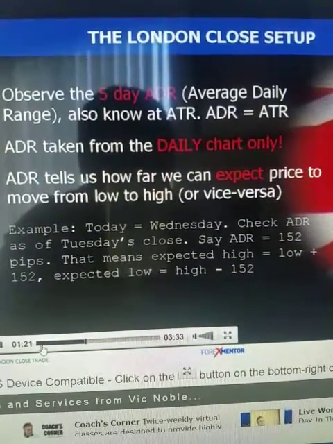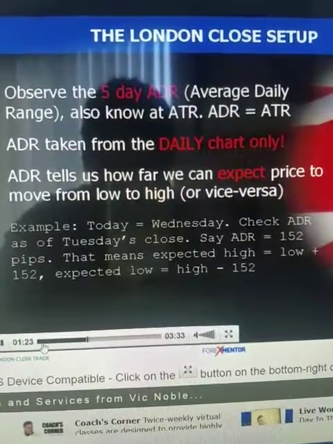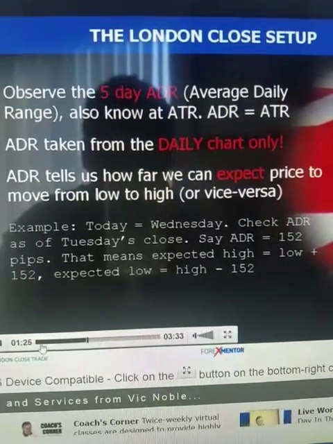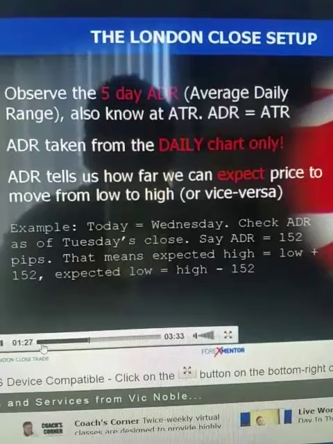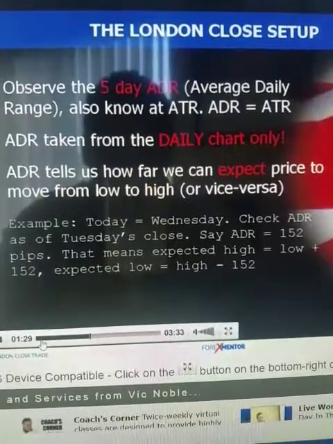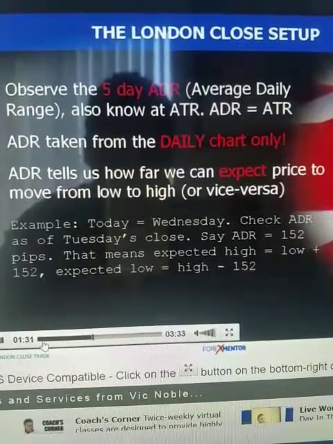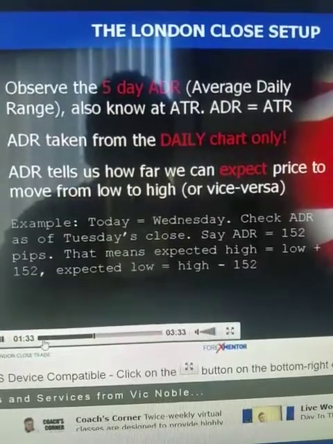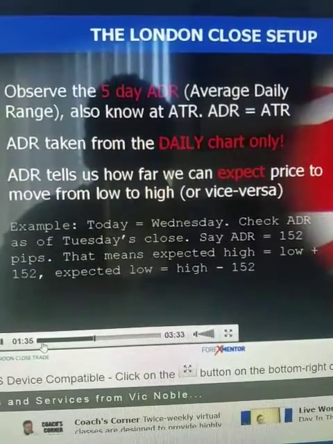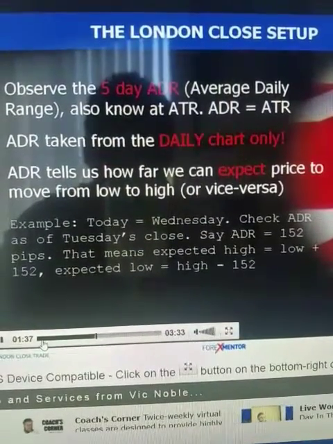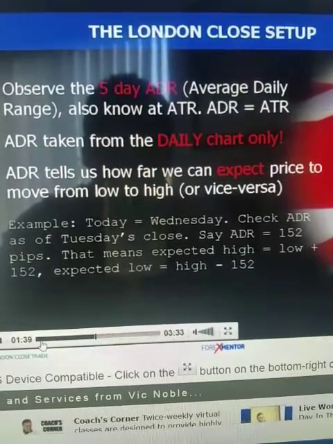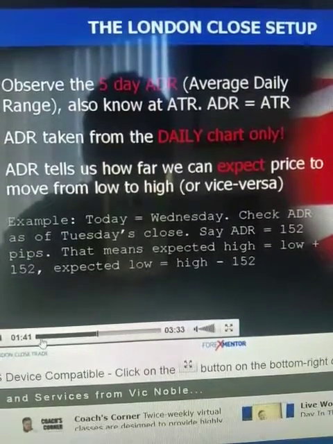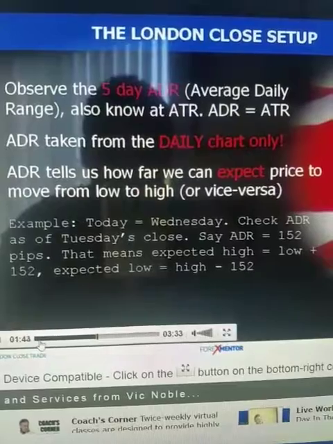So let's suppose we see that the 5-day average daily range is 152 pips. That means that we can expect the current day's high to be about 152 pips above the low, or the current day's low to be about 152 pips below the high, depending on which way the day moves.